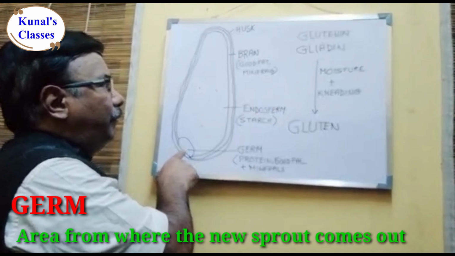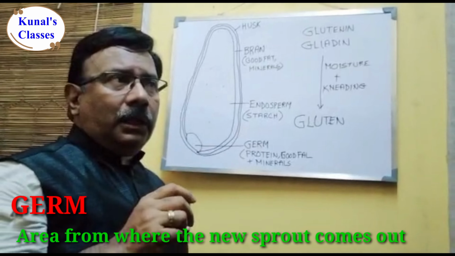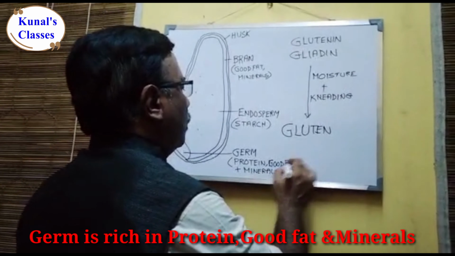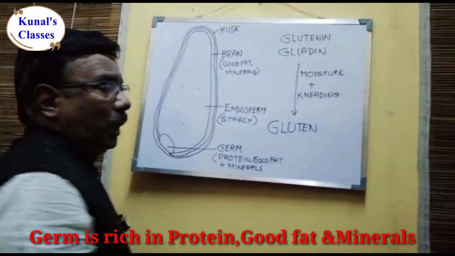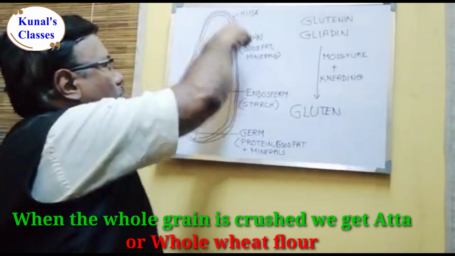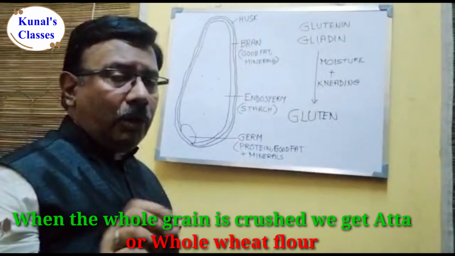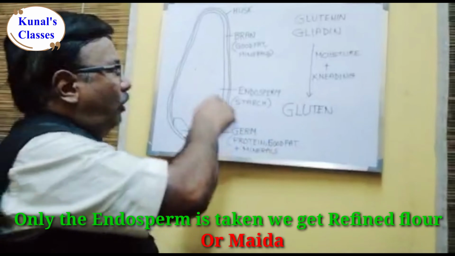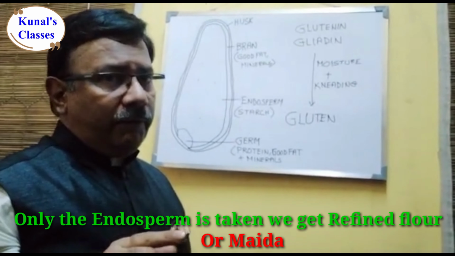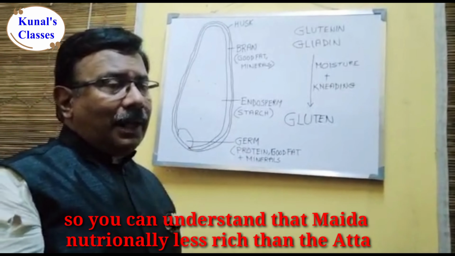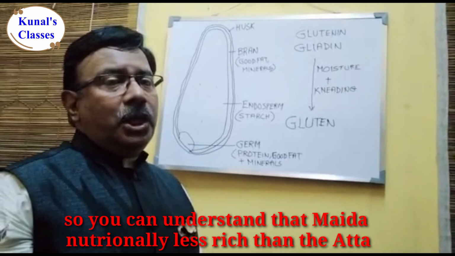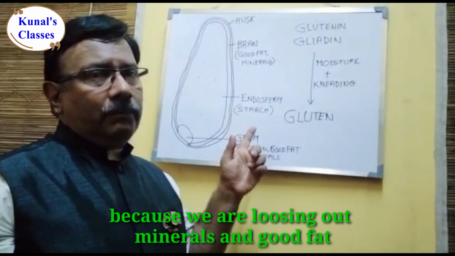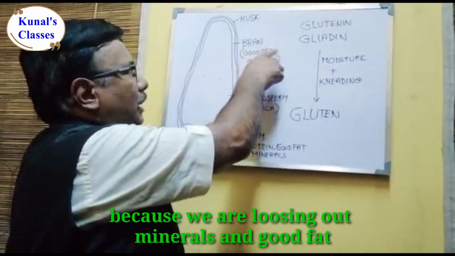And there is a germ. From this area, the new sprout comes out. Germ is rich in protein, good fat and minerals. When the whole grain is crushed, we get wheat, that means atta, the whole wheat flour. When the bran and germ is removed, only the endosperm is taken, we get maida or refined flour. So you can understand that a maida nutritionally is less rich than atta because we are losing on minerals and good fat.